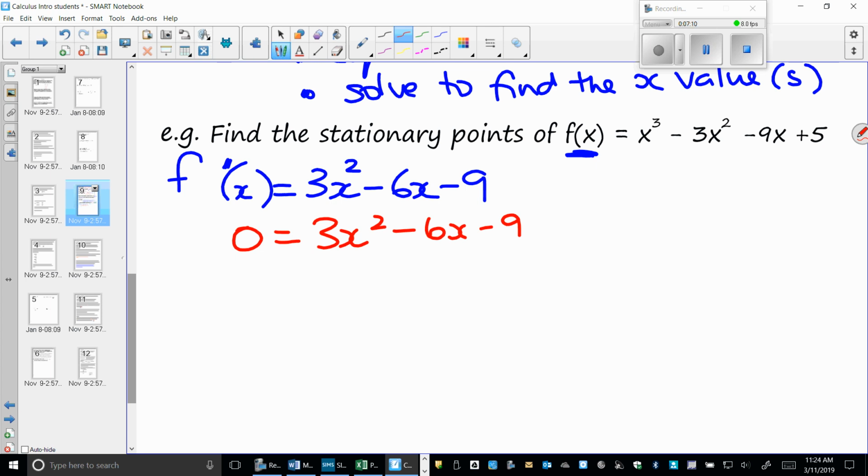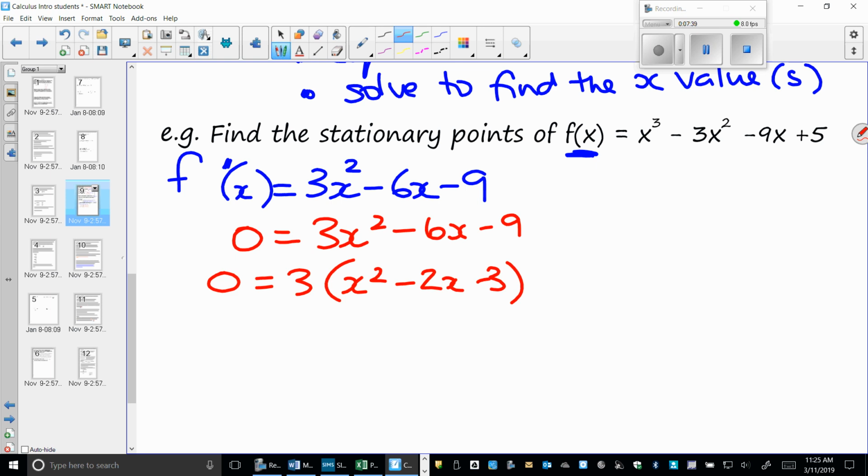Remember, your calculator does the hard work for you if you choose to use the quadratic formula. I'd actually like to see if we can factorize this, because hopefully you're looking at these thinking, oh look, there's a 3, there's a 6, and there's a 9. So all of these numbers are divisible by 3. So my first step, if I were to factorize it, would be to bring a common factor out if I can.